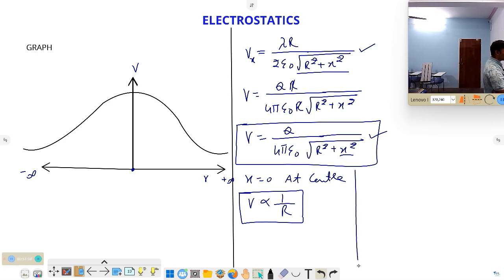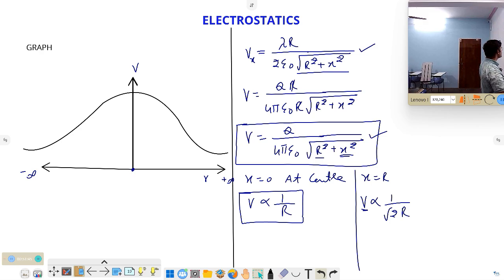Now this is one concept. If x equal to r, that means if the distance of the point is equal to the radius of the circle, then V is inversely proportional to root of r square plus r square, that is 2r square. Taking r square outside, it is inversely proportional to root 2 r here. So this denominator value increases, which means automatically the potential decreases. So the potential at the center will be more.